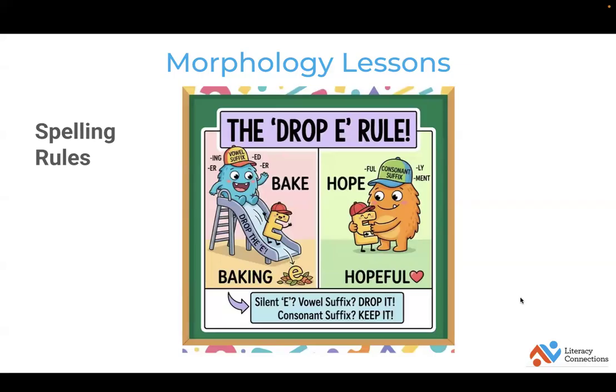And then the drop E rule for when we are adding suffixes to words that end in E. If it is a vowel suffix like ed, ing, or er, then we would drop the E. So bake goes to baking, drop that E. But if we're adding a suffix that begins with a consonant, so ful, ly, ment, then we keep the E.